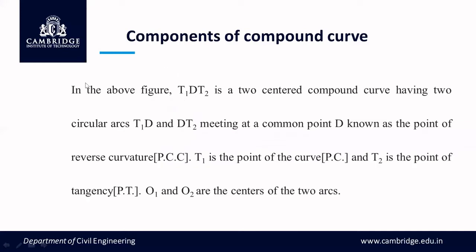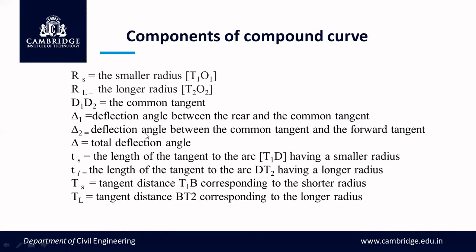Components of a compound curve. In the above figure, T1 D1 D2 T2 is a two-centered compound curve having two circular arcs, T1D and DT2, meeting at a common point D known as the point of compound curvature. T1 is the point of the curve PC and T2 is the point of tangency PT. O1 and O2 are the centers of the two arcs. Then Rs is equal to the smaller radius T1O1, RL is equal to the longer radius T2O2.